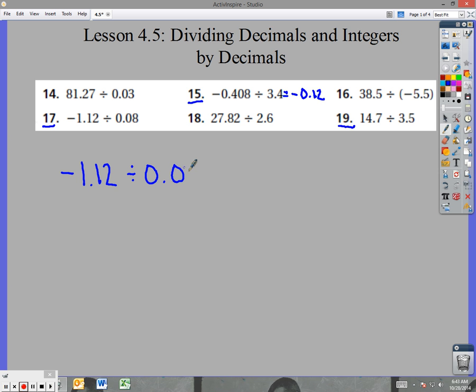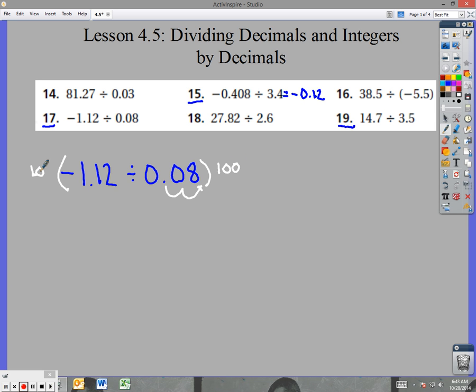So I have negative 1 12/100 divided by 8/100. Now the first thing I notice is I have to identify which number here is the divisor, and that would be the second number. I notice I have to move it over once, twice, and each one of these moves is a power of 10. So I'll multiply this by 10 to the second power, or times 100.